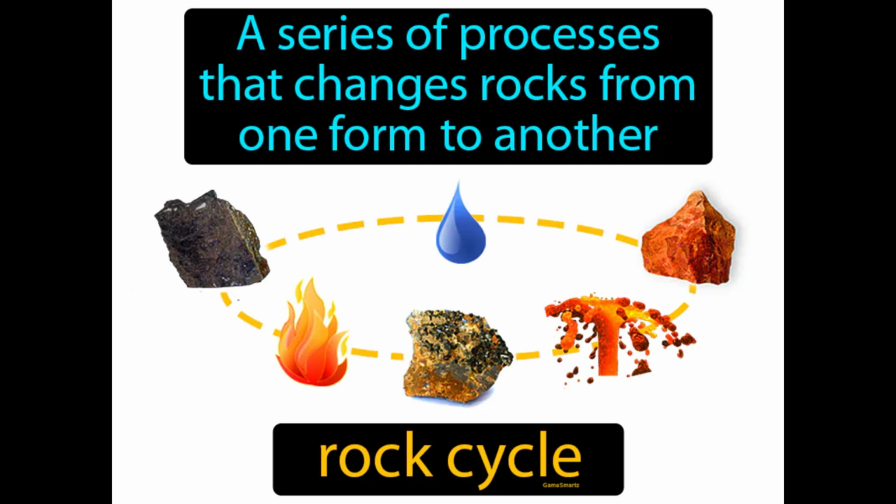A process that changes a rock from one form to another: the rock cycle. The rock cycle is the ongoing transformation of rocks through stages like melting, cooling, eroding, and compacting.